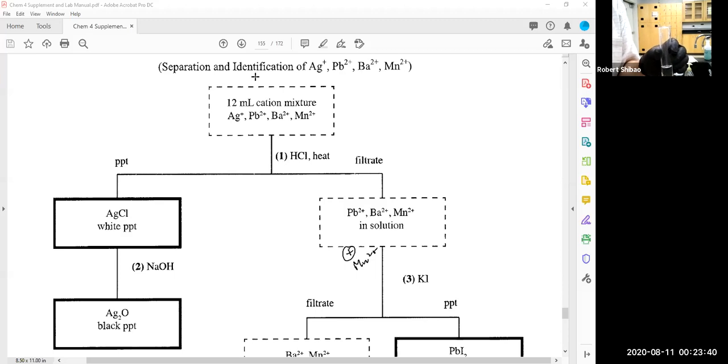And so how am I going to get all the silver out of there? Well, I'll just keep adding until I see no more white precipitate form. And so I've got a lot of white precipitate there. So I'm going to keep adding until I see no more white precipitate form. But here, it's kind of hard to see because it's so cloudy that if I add another drop, I can't see anything happen.